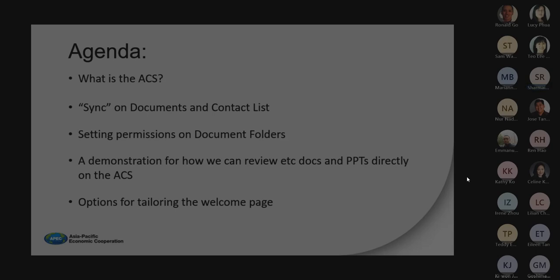We'll also go back to the idea of setting permissions on document folders. This helps if you want to make sure that your members only have read access to your meeting documents, or if you want to allow them write access or upload access to documents itself. Then a demonstration of how we can review documents and PowerPoints directly on the ACS. This one's built in, and I think people notice it, but as much as possible, try to use it because it's an easier function than downloading, especially since we've been seeing files that are quite large recently.